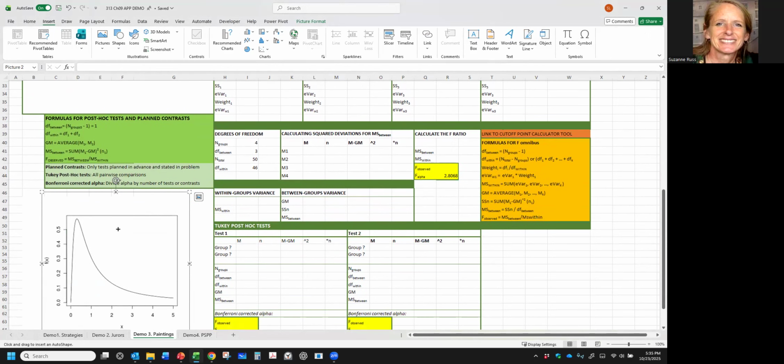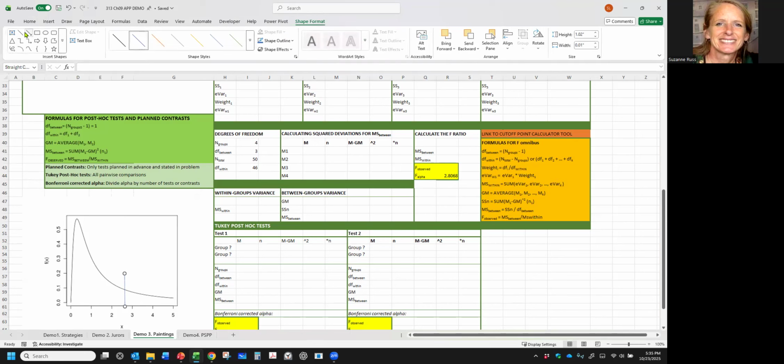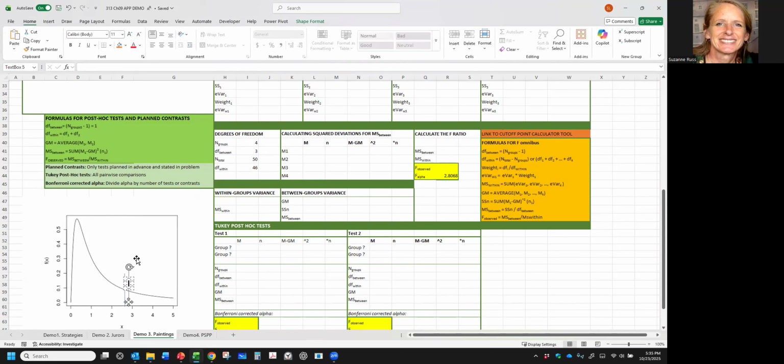It's the 2.8. So let's put it right around here. And let's go ahead and indicate what that is. We get to write F alpha equals, and we can paste that in there. So now we have our cutoff point marked.